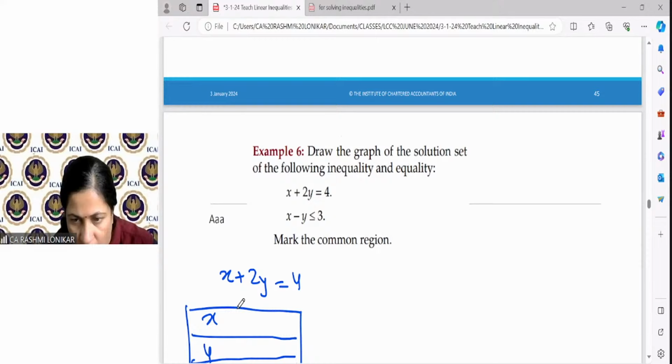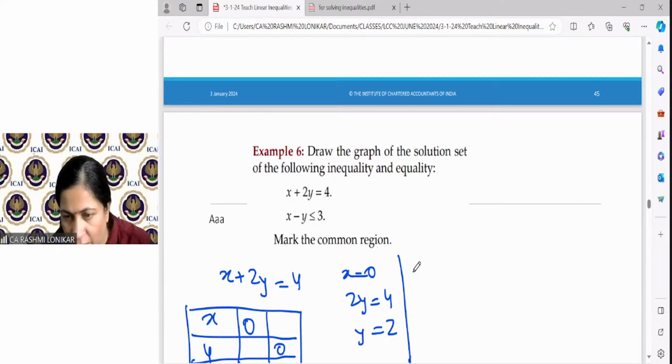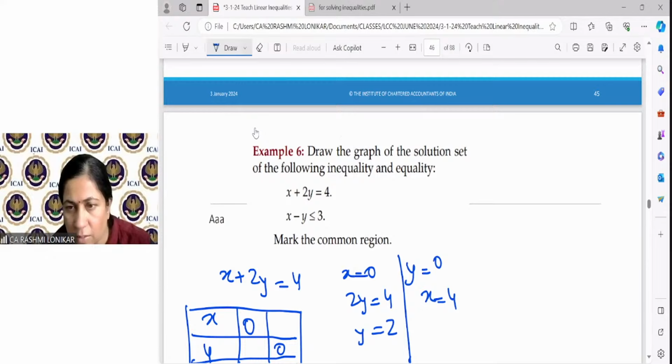When x is 0 and when y is 0. So when x is 0, you will have 2y is equal to 4, or y is equal to 2. And second, when y is equal to 0, x is equal to 4. So what I'm going to do here is write x is 0, y is 2, and when y is 0, x is 4. Okay, so I can draw the line.